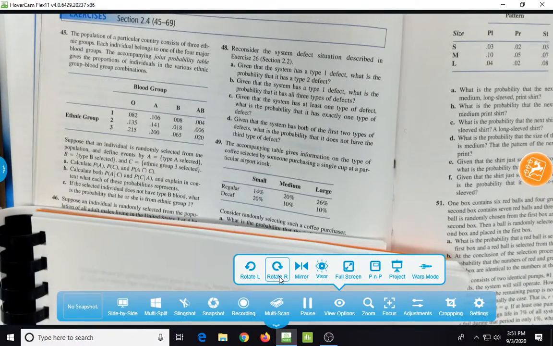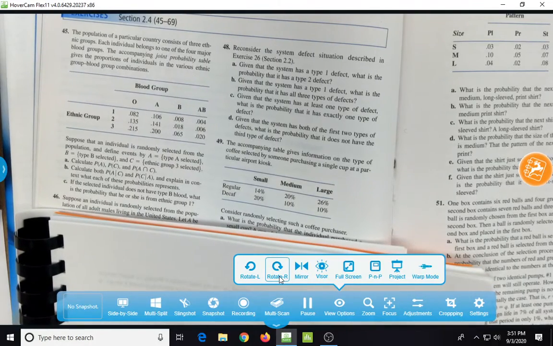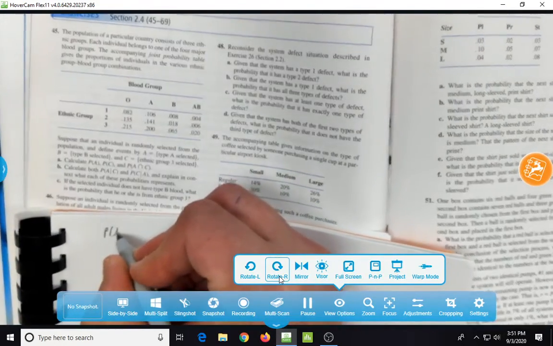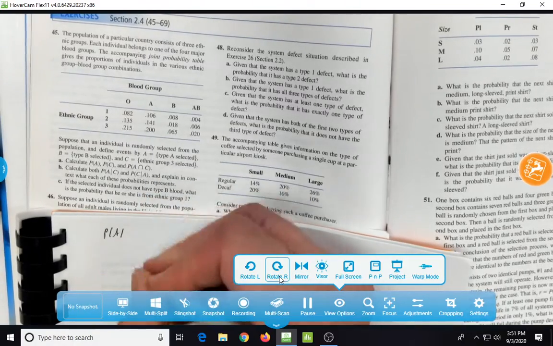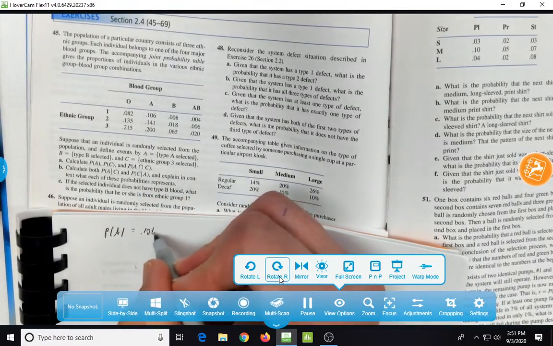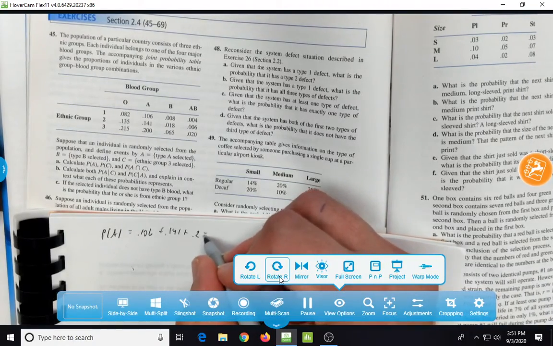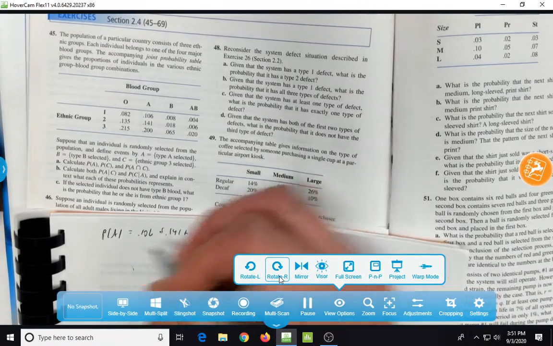A population, a particular country, consists of 3 ethnic groups, and each individual belongs to one of the 4 major blood groups. This is the joint probability table, and that gives the proportion. So we're asked to find the probability of A. Well, the probability of A is just everything in its column. So 0.106 plus 0.141 plus 0.2, and that gives us 0.447.